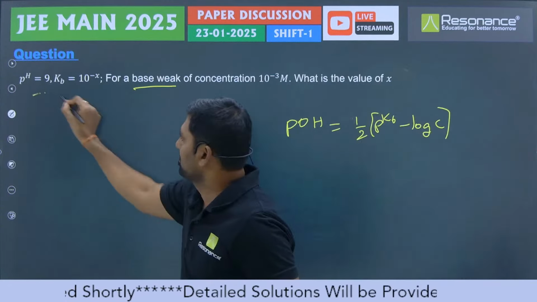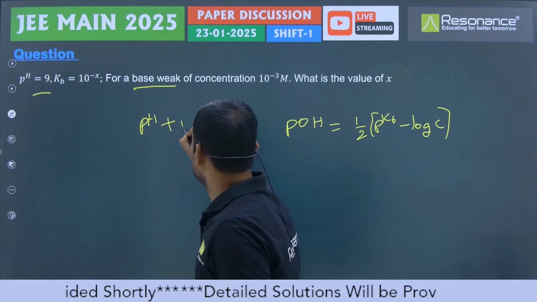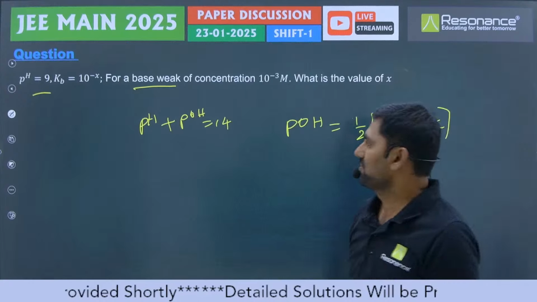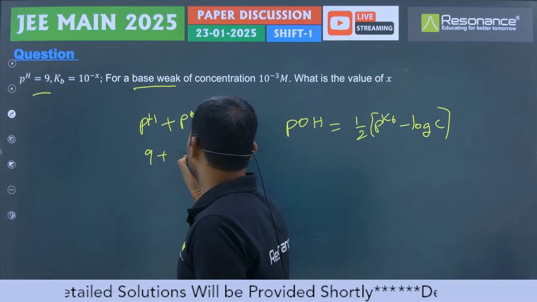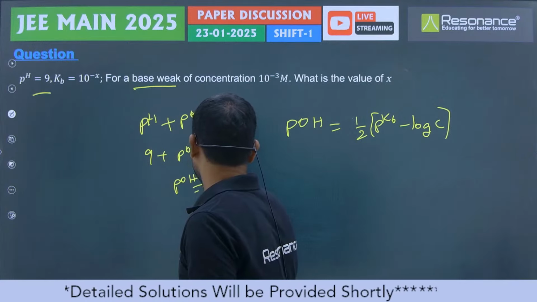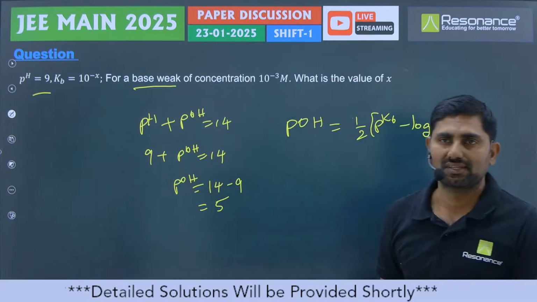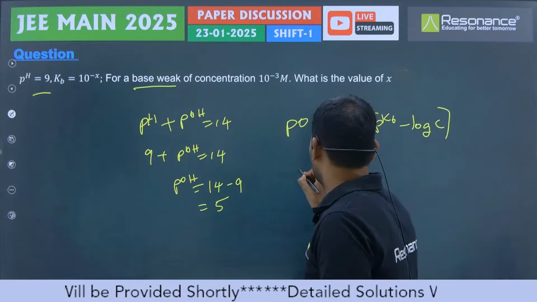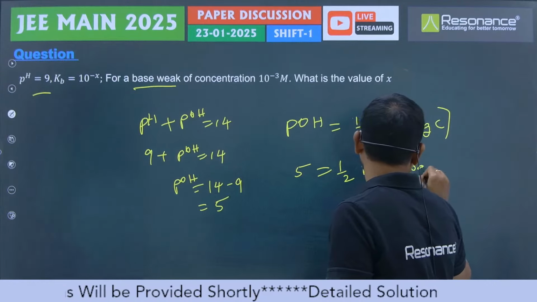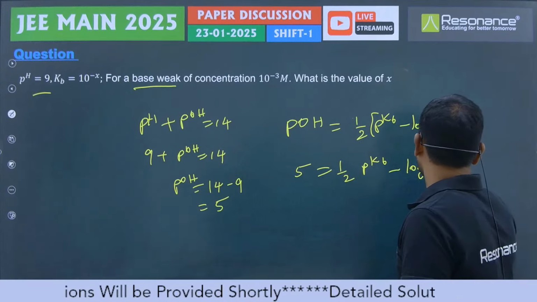But here they have given pH. We know very well pH plus pOH equals 14. Then you can get the pOH value. pH is 9 and the sum is 14, so pOH equals 14 minus 9, approximately 5. Then substitute here, it's 5. Then half into pKb minus log C. What is the C value? 10 power minus 3.